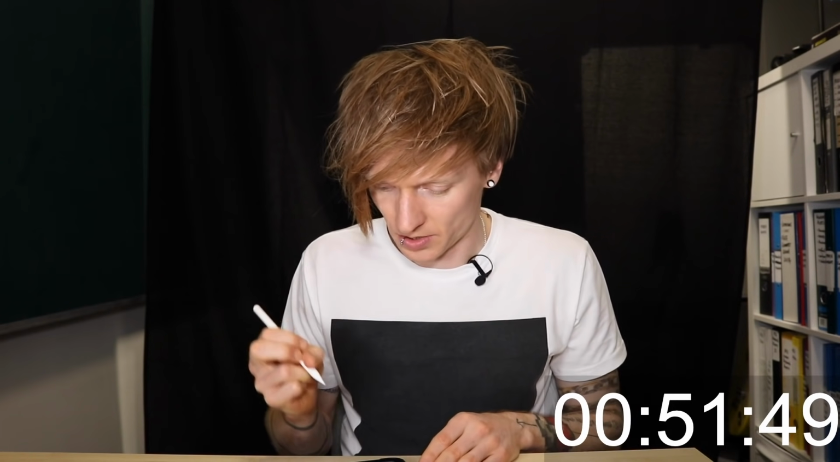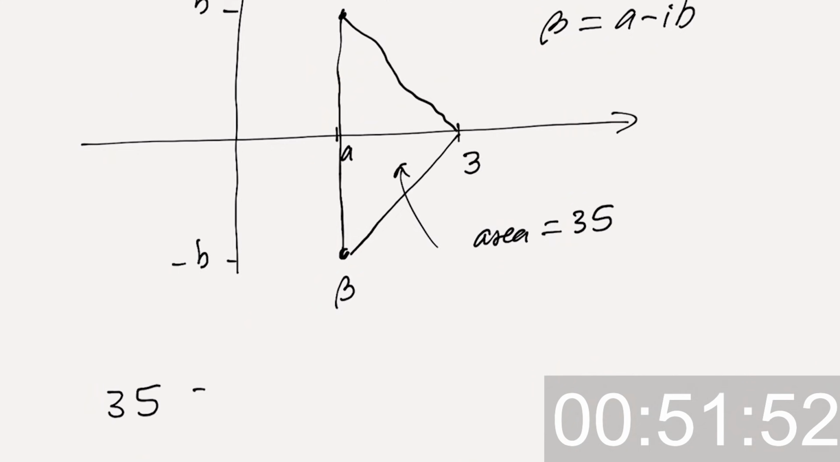Now the triangle, very badly drawn, we know this has area 35, so I can say that 35 is a half times the base, which is 3 minus a, going along there, and then the height would be 2b.